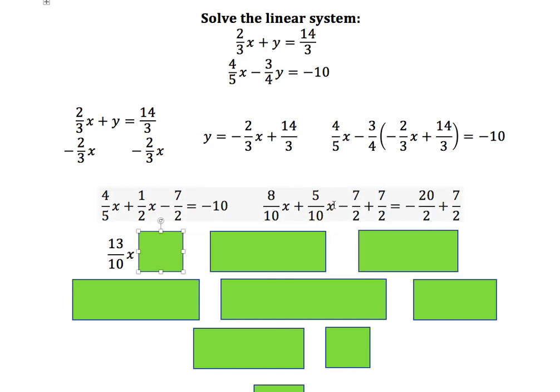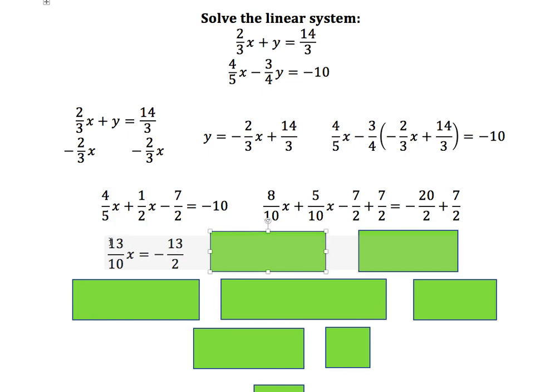Now, this -7/2, to move it to the other side, you're going to add 7/2 to both sides of the equation. And notice my -10 here, I changed it to -20/2 because I wanted to have a common denominator. So I multiply the 10 by 2, and then I put a 2 in the denominator. That's why I did that. And that simplifies to -13/2.